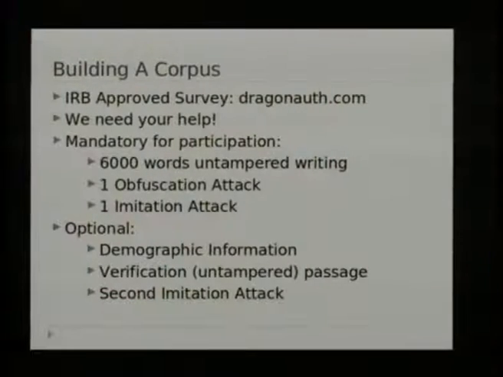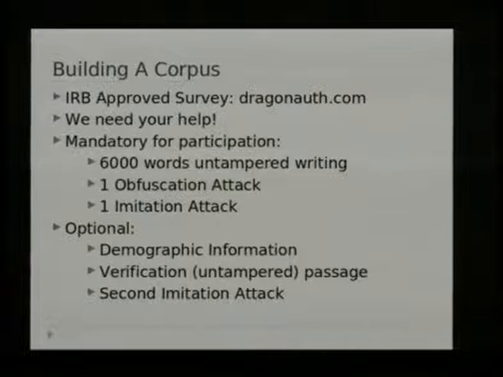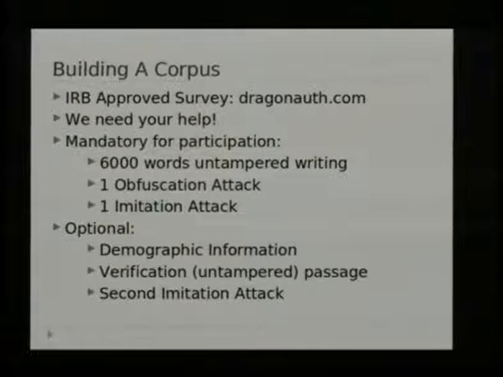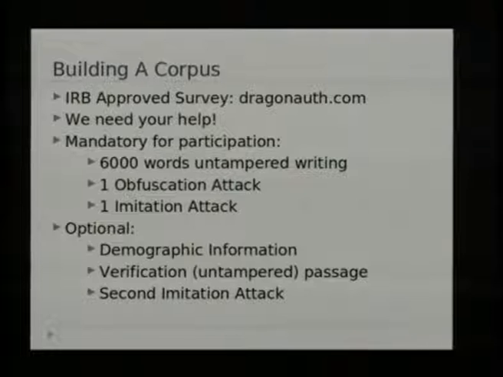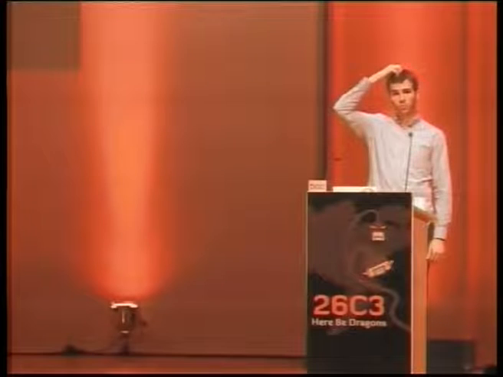So I mentioned the idea of having a large corpus, a large amount of material with which to test. This is the current stage that the project is in right now, and this is where we kind of need your help. We are looking to establish a large database of sample attack passages and untampered writing samples that can be used, both in this project and by other researchers, to study adversarial stylometry. We recently got Institutional Review Board approval for this study, which is something that you have to get in the United States if you're going to do some sort of public study.